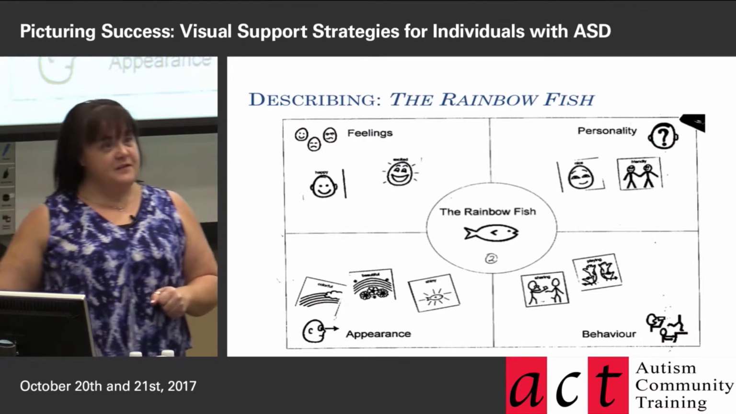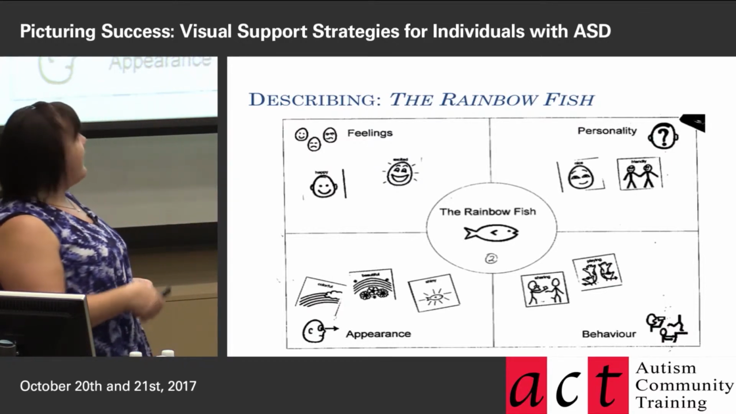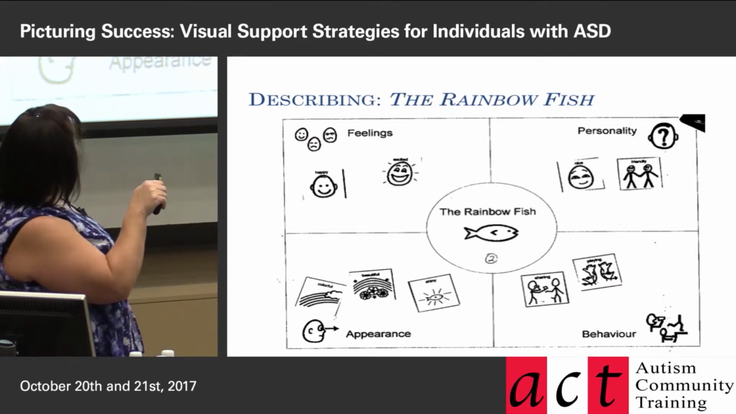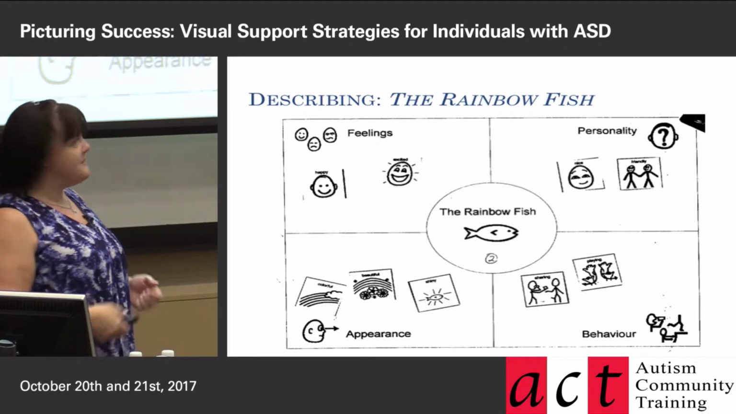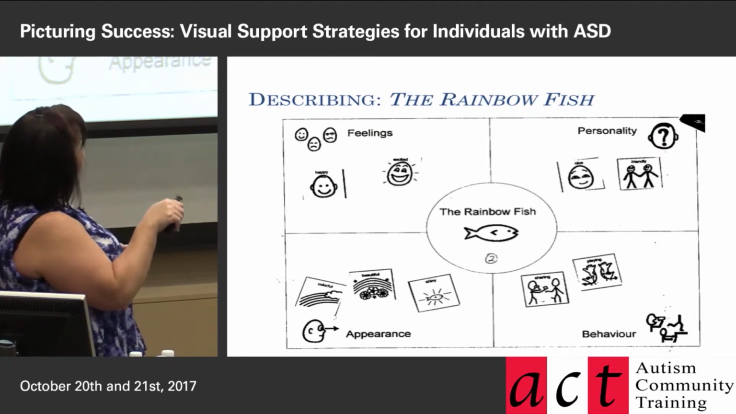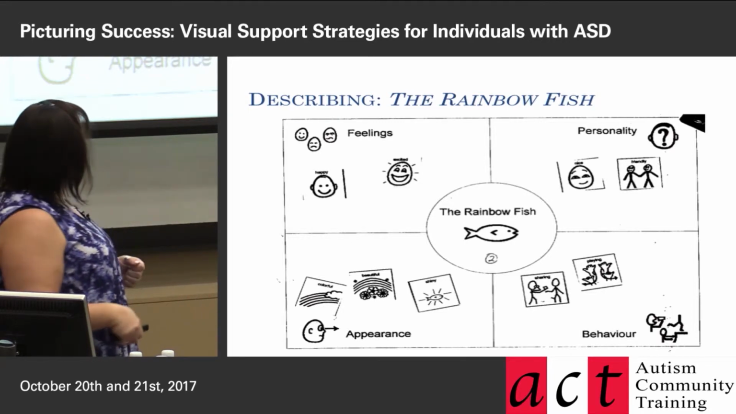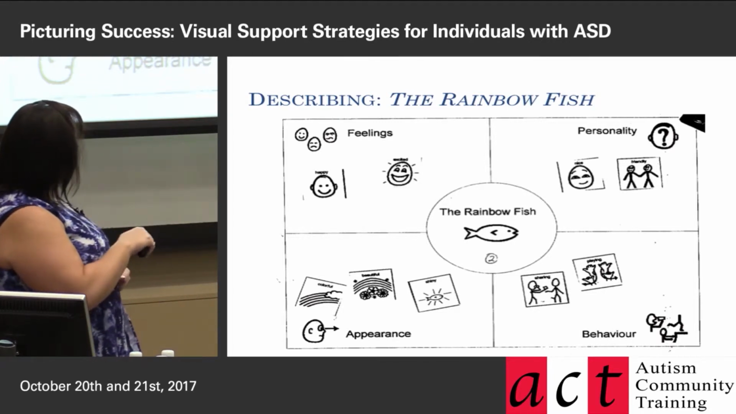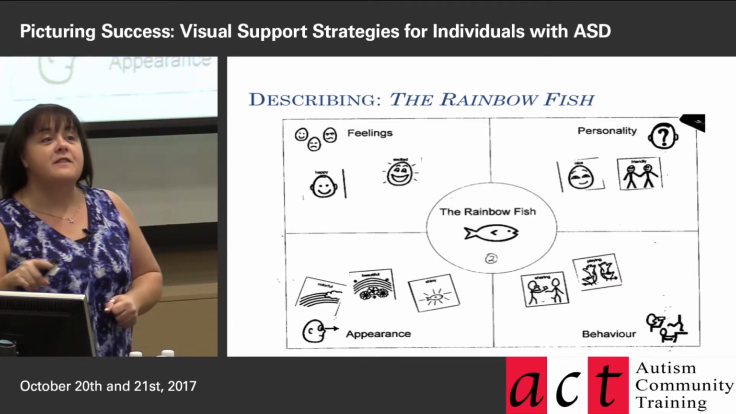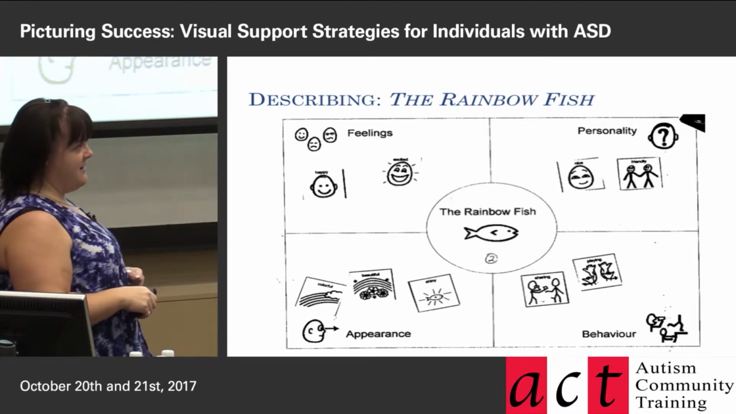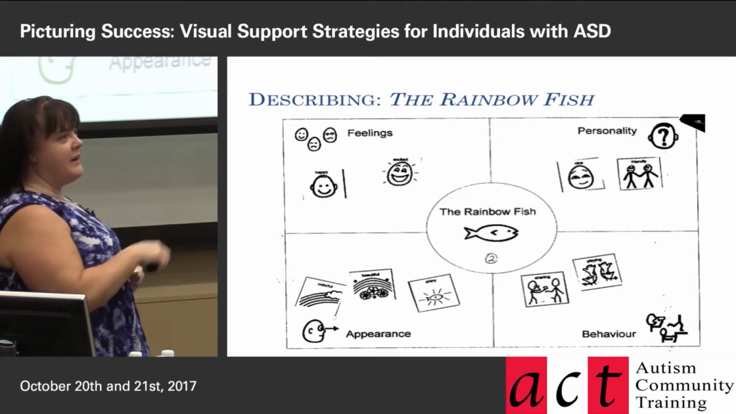Because at the end of the story, when the rainbow fish learned about the importance of sharing, right, the rainbow fish, in terms of feelings, was happy and excited because he had lots of friends. His personality, he was nice and friendly, right? He was sharing his scales. His appearance, he was still colorful, beautiful, and shiny, even though he gave away some of his shiny scales. And his behavior was sharing and playing.